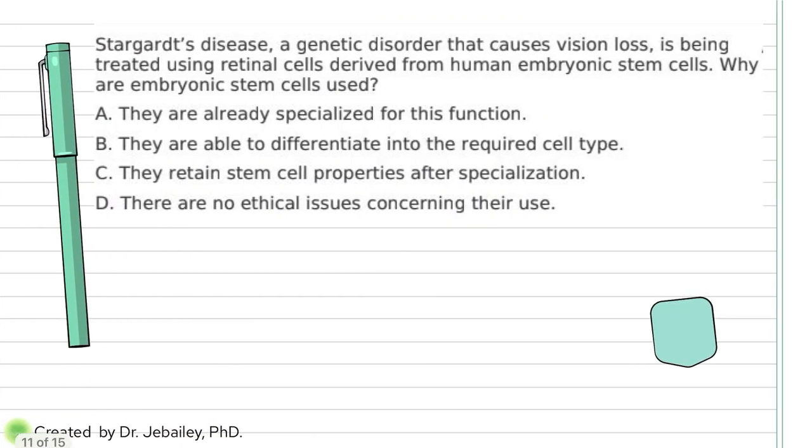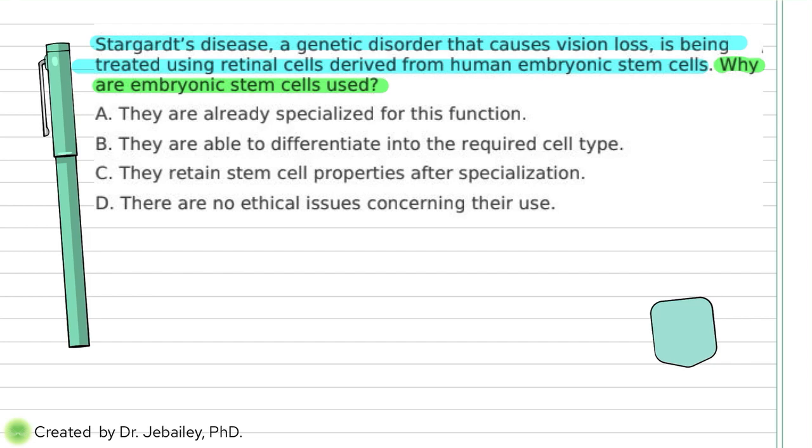Next question. Stargardt disease, a genetic disorder that causes vision loss, is being treated using retinal cells derived from human embryonic stem cells. Why are embryonic stem cells used? Like, you notice the first sentence gives you so much information, and you start freaking out. Sometimes it's good, but then it gives you the real question: why are embryonic stem cells used? So sometimes it reads the whole thing, and then the sentence asks, why are embryonic stem cells used?